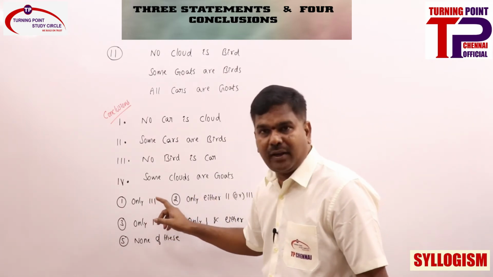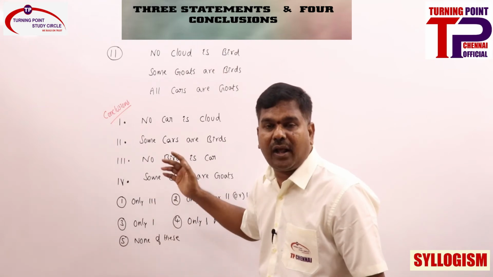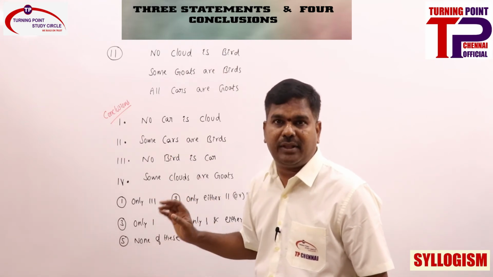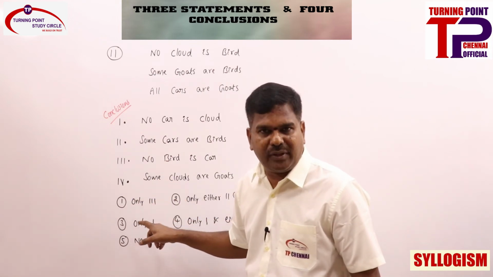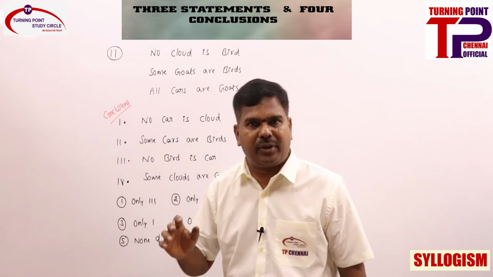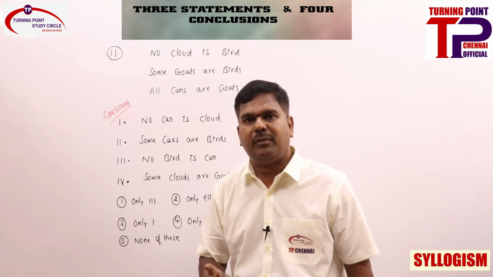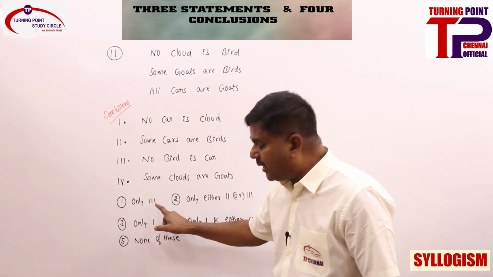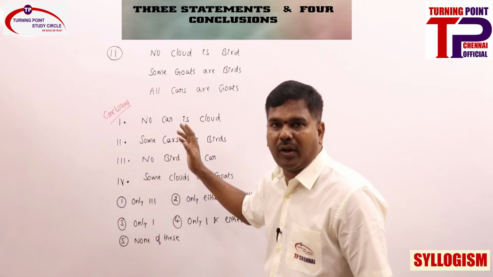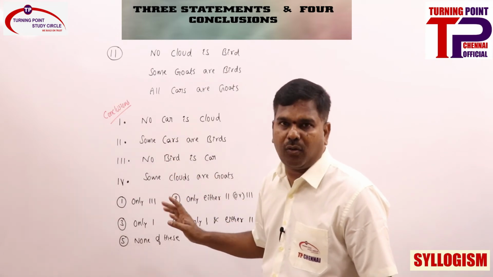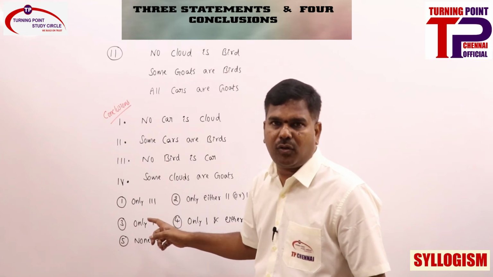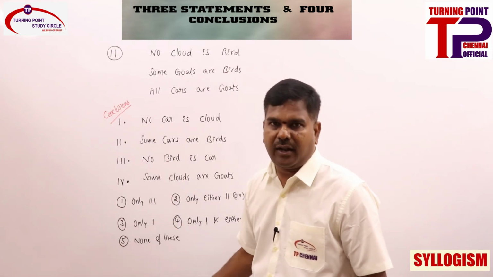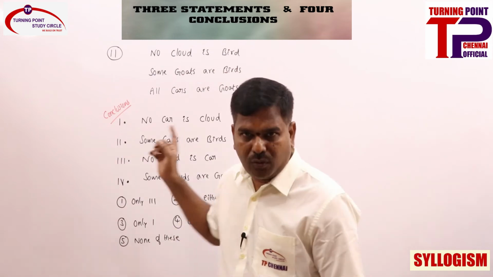Only 3 means other than 3, no other answer must be there. Normally, even when 2 or 3 answers are there, and one of them is mentioned, we go ahead with that. But whenever 'only' is mentioned, only 3 must follow, and none other than that, 1, 2 and 4, should follow. Suppose any complementary pair is there, we should not go ahead with only 3. We need to go ahead with none of these. Clear? So try it out.